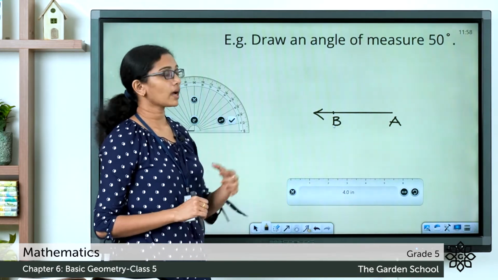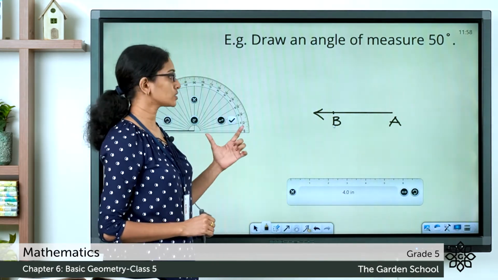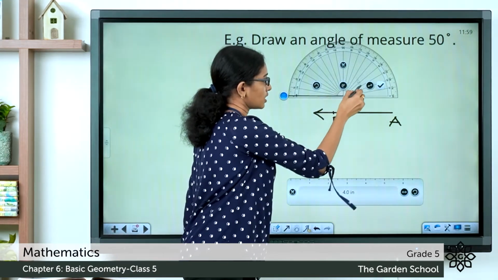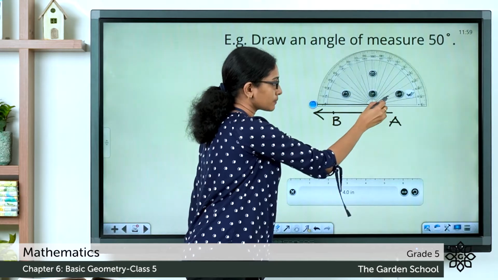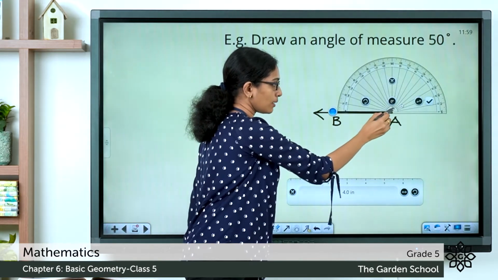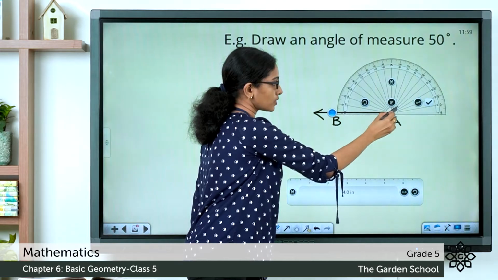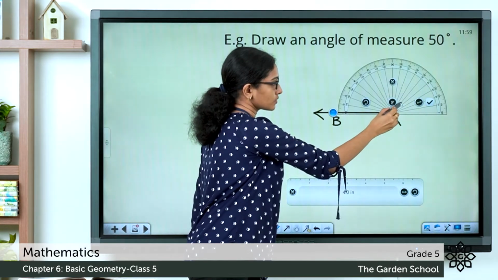Now we have to draw an angle measuring 50 degree using the protractor. Place the protractor on this lower arm of the angle such that the baseline coincides with the lower arm and the vertex coincides with the center of the protractor.